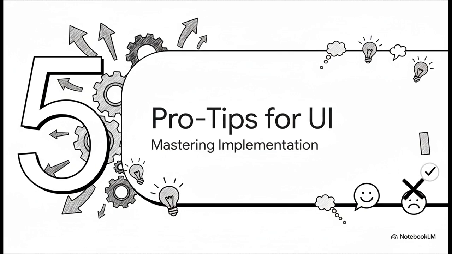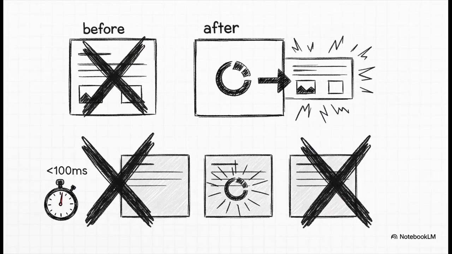So now that we know exactly when to use it, let's talk about how to use it like a pro. Because believe it or not, a sloppy implementation can actually make the user experience worse, which is the exact opposite of what we're trying to do here. So there are two big UI traps you can fall into here. The first is layout shift.